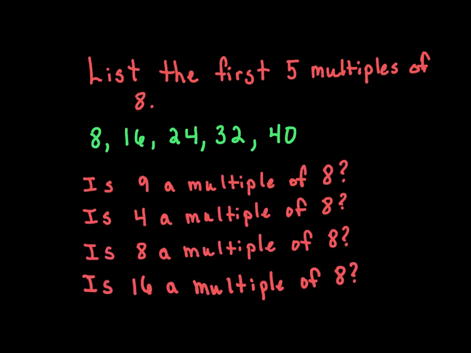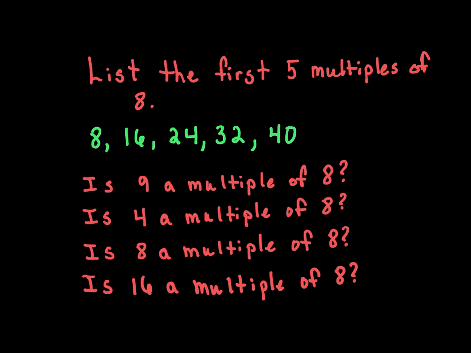List the first 5 multiples of 8. Well, we have 8 times 1 is 8. 8 times 2 is 16. 8 times 3 is 24. 8 times 4 is 32. And 8 times 5 is 40. Those are the first 5 multiples of 8. Now we got to focus on these questions.